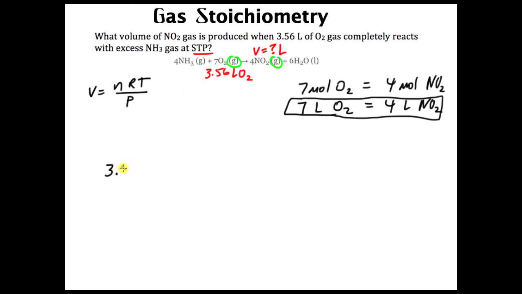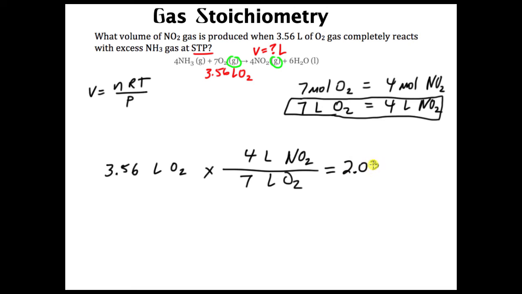I'm going to take 3.56 liters of oxygen, and I go from the liters of oxygen, because we now said that 7 liters of oxygen is equivalent to 4 liters of the nitrogen dioxide. So what I can do now is just take that 3.56, multiply it by 4, and divide it by 7, and I end up with the answer of 2.03 liters of nitrogen dioxide.